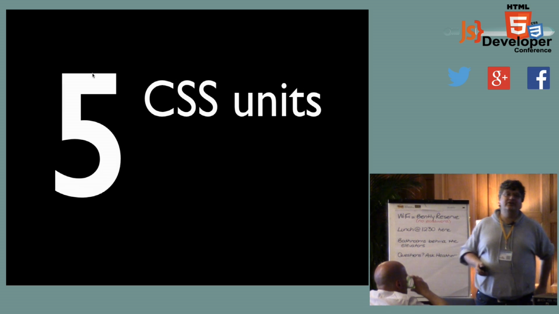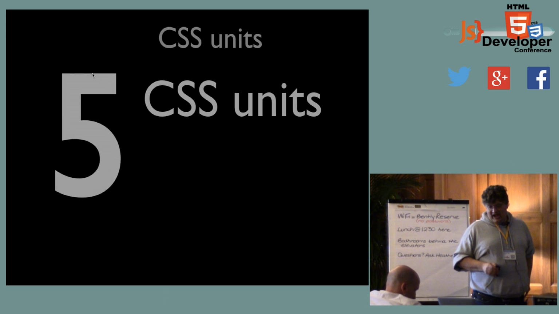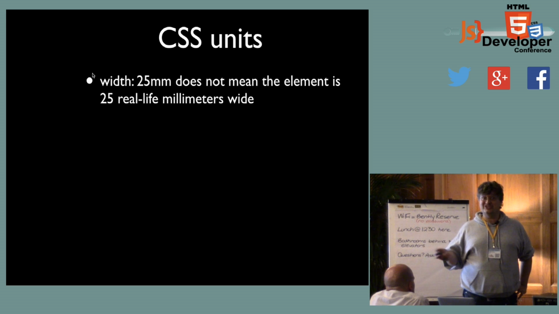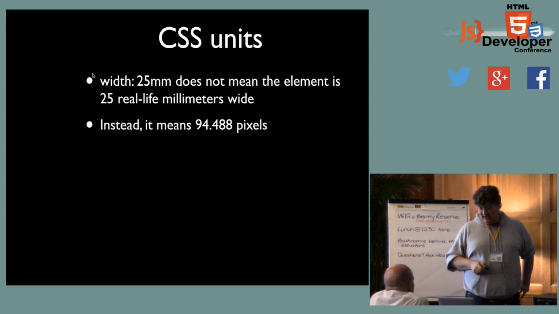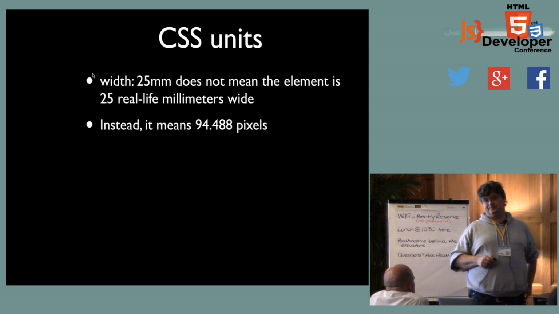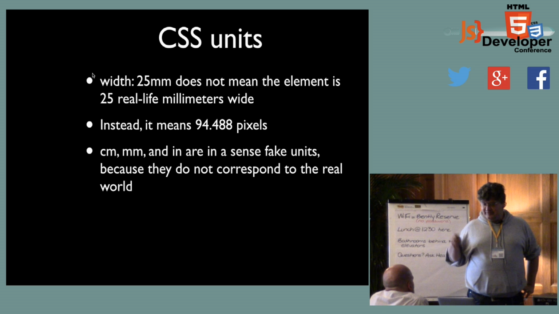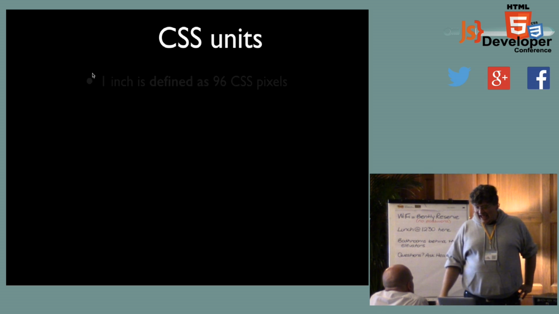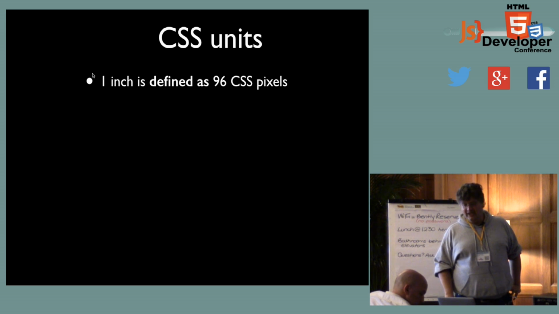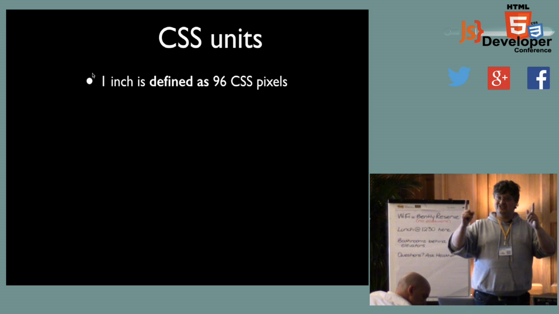And the reason for that is the specific way that CSS units are set up. You would expect that millimeters, inches, or centimeters would correspond to the real world. They do not. Because 25 millimeters in CSS means 94.488 pixels. Why is that? Because centimeters, millimeters, and inches are fake units. And 1 inch in CSS is defined as 96 pixels in all browsers. Again, I tested this in 50 browsers. In every single one of them, if you create a block of 1 inch, it's exactly the same width as a block of 96 pixels.